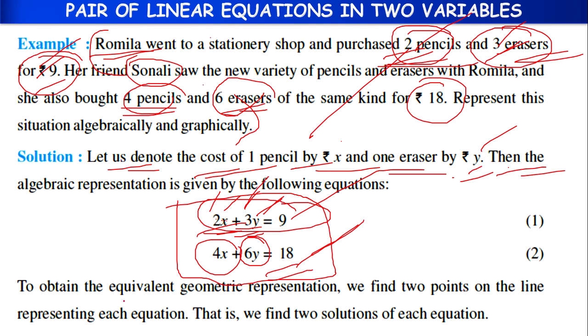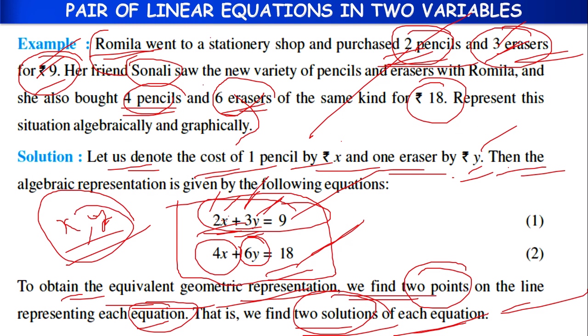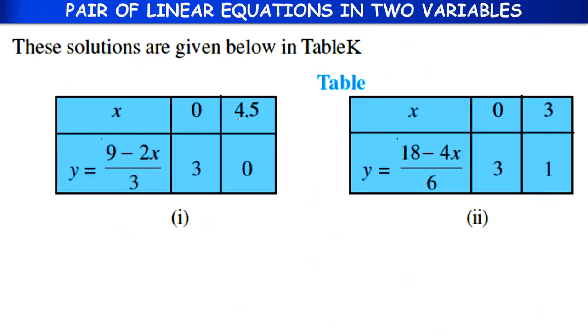Now, to obtain the equivalent geometrical representation, we have to find two points on the line representing each equation. To find two solutions of each equation, because in each equation we have to find the x and y values. So relating to x and y values in the graph, if these two equations are represented by some lines, we have to find out the points present on the lines. So let's draw a table, children.